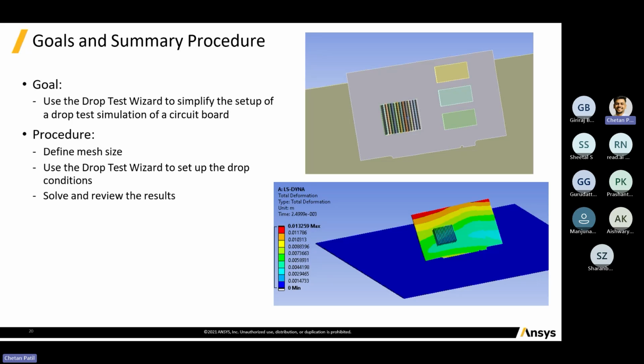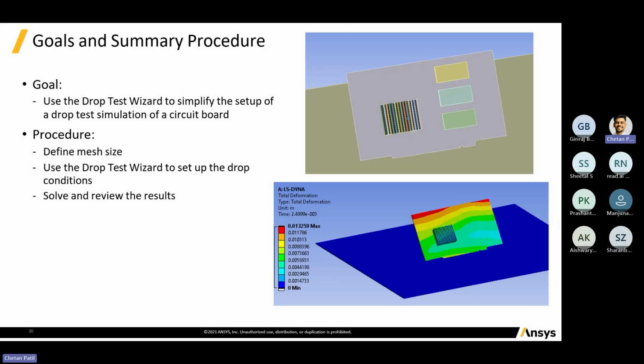Then the procedure that we are going to use is defining the mesh size. Either you can define your own conditions for the meshing, or it will take it on its own and give you the model with whatever required mesh size is there. Or you can just go with whatever automated process is there. So the procedure is to make use of the drop test wizard to apply the drop test conditions, solve, and review the results that we are interested in.